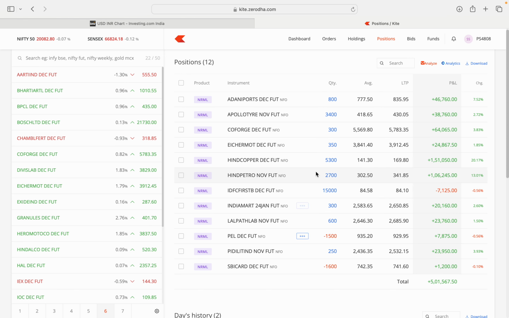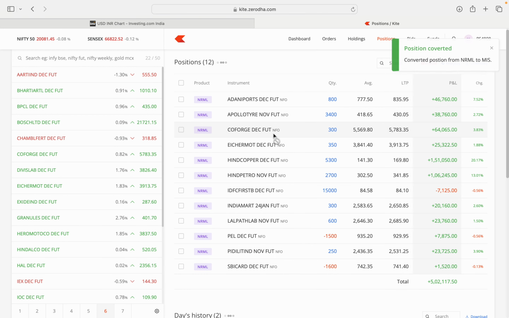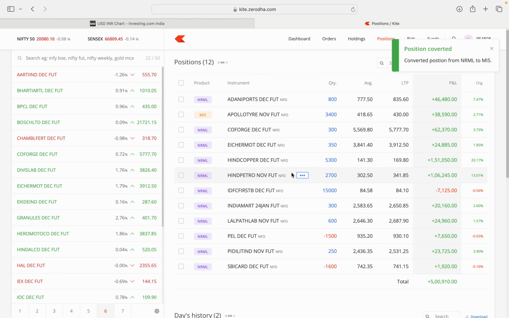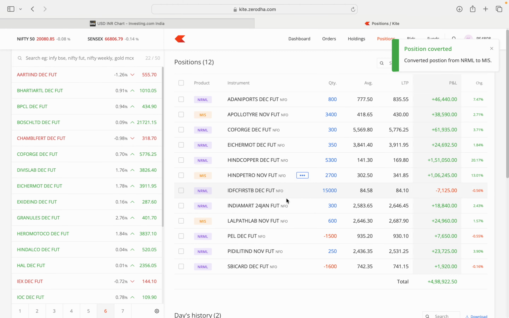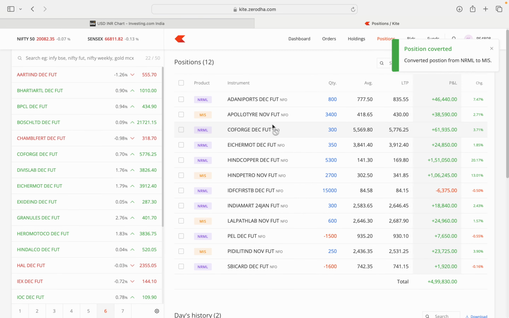And my objective now here is to close the position for November series, which means I will convert all November positions into MIS orders, which is Apollo Tyre, Hindustan Petro, Lal Path Laboratories, and Pidilite. These 4 positions for November series would be converted and closed, and the profits, if any, would be booked and settled.